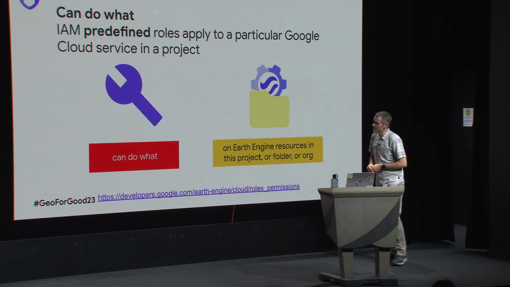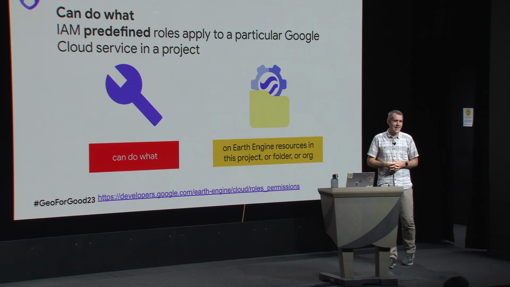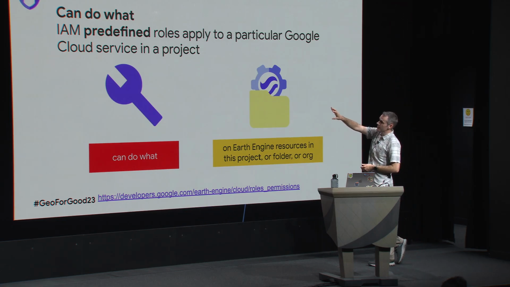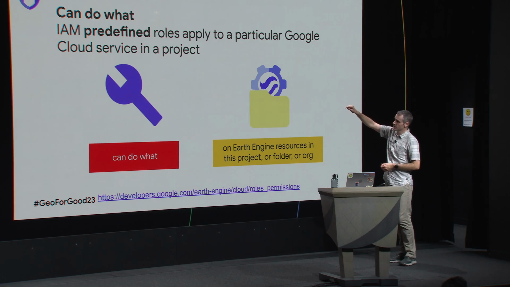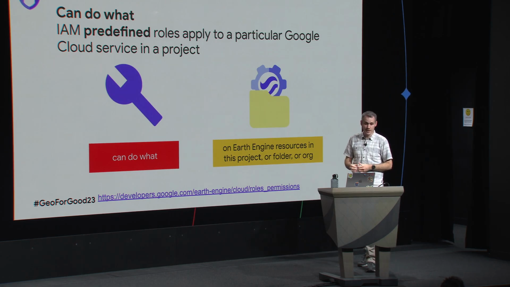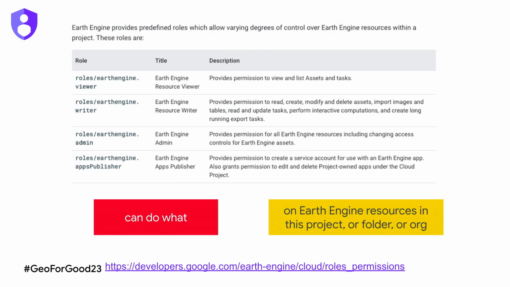And so we start with these roles. Once we define who we are talking about, we want to decide what they can do. We want to define the roles that they have. So IAM predefined roles apply to a particular Google Cloud service in a project. So this is what they can do. We're specifically going to talk about Earth Engine in this case. Earth Engine has some predefined roles that really make it easier to decide what people can do in a cloud project. And so we have the Earth Engine Resource Viewer role, which really just gives you the basic level of Earth Engine access.